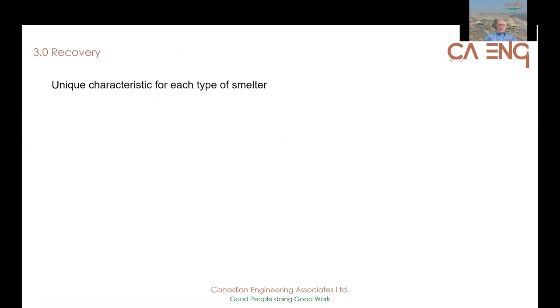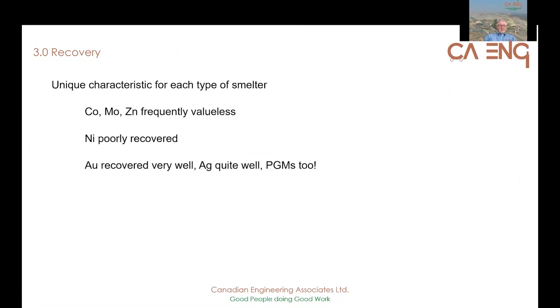Each type of smelter has its own characteristic blend of recoveries. But most of them are not good at a variety of metals. Cobalt, molybdenum, zinc is frequently valueless in copper concentrate, for example. Nickel's not great. You get some, but not a lot. Fortunately, it's very good for gold, and silver and PGMs are pretty good as well. So that's a positive side.